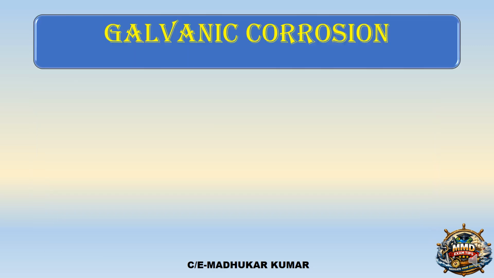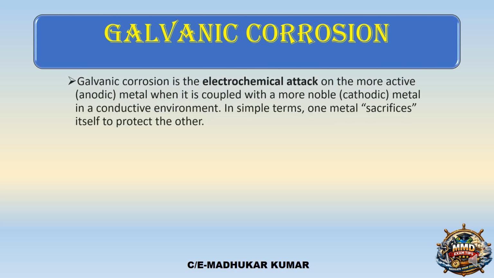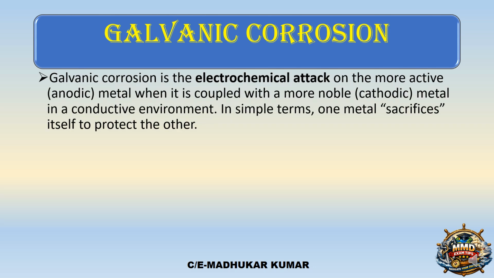Okay. Galvanic corrosion: we have the formation of a galvanic cell. You have to remember that. Galvanic corrosion is an electrochemical attack, and the more active metal forms anodic and cathodic couples, and it requires a conductive environment.